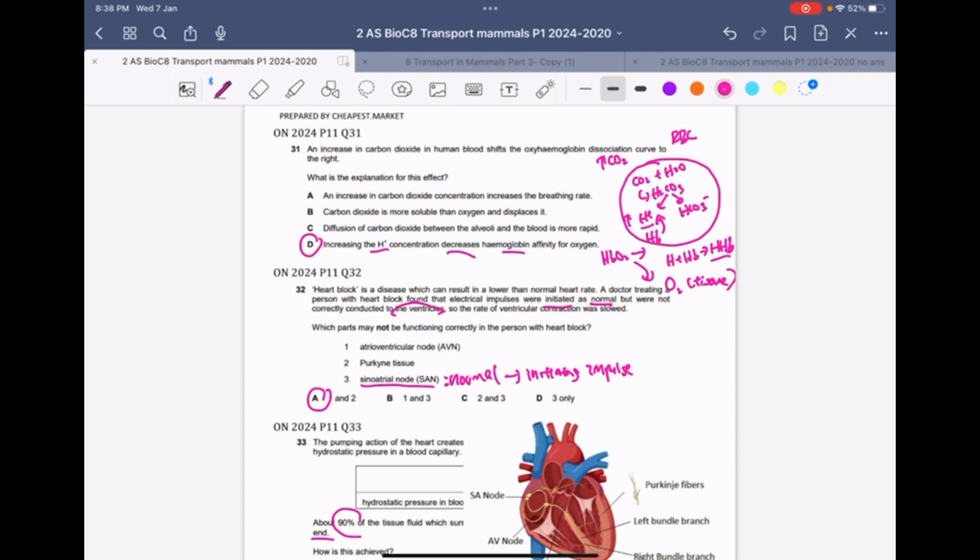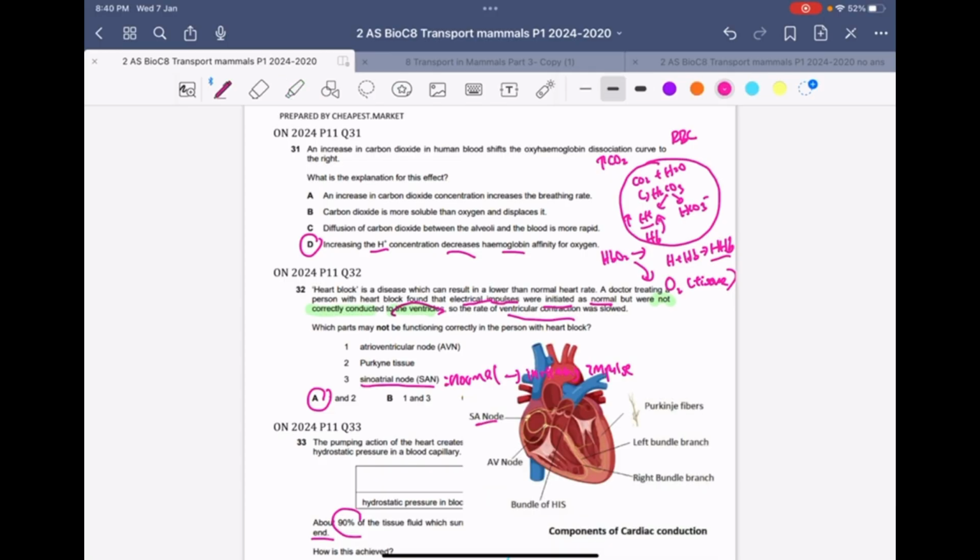就是说这个 SA node 来说，它是一个心脏的这个起搏器。所以当这个 electrical impulse were initiated as normal，就是说这个电信号像往常一样正常起始，所以这代表这个 SA node 本身这个起搏器它是正常的。可是有问题的是这个 right ventricular contraction were slow，就是说这个电信号它没有正确的传导至这个 ventricles，所以它会导致这个 ventricular contraction 变得比较慢。The keyword "not correctly conducted to the ventricles" tells us the problem lies in the pathway between the initiation point, which is the SA node, and the ventricles.